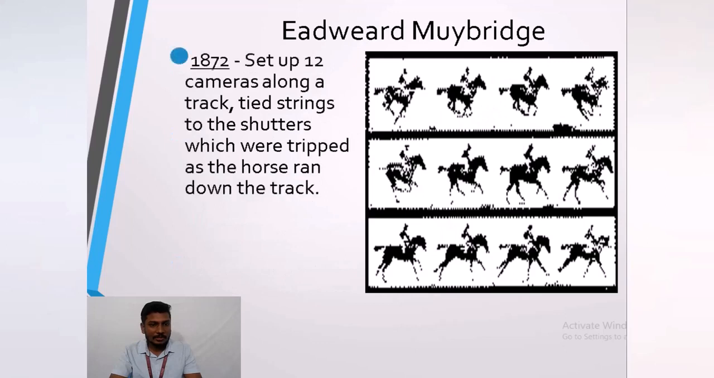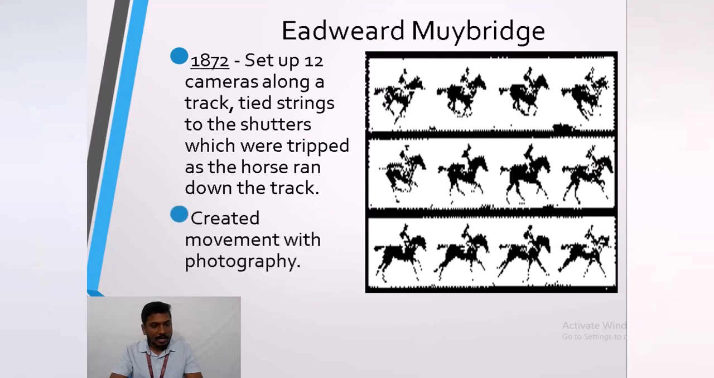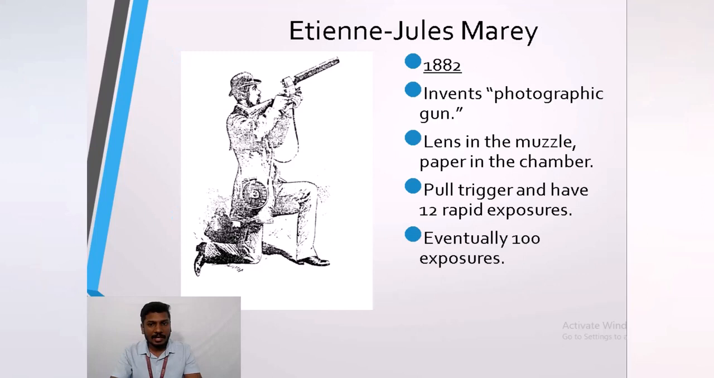Eadweard Muybridge, 1872, set up 12 cameras along a track, tied strings to the shutters which were tripped as the horse ran down the track. He created movement with photography.